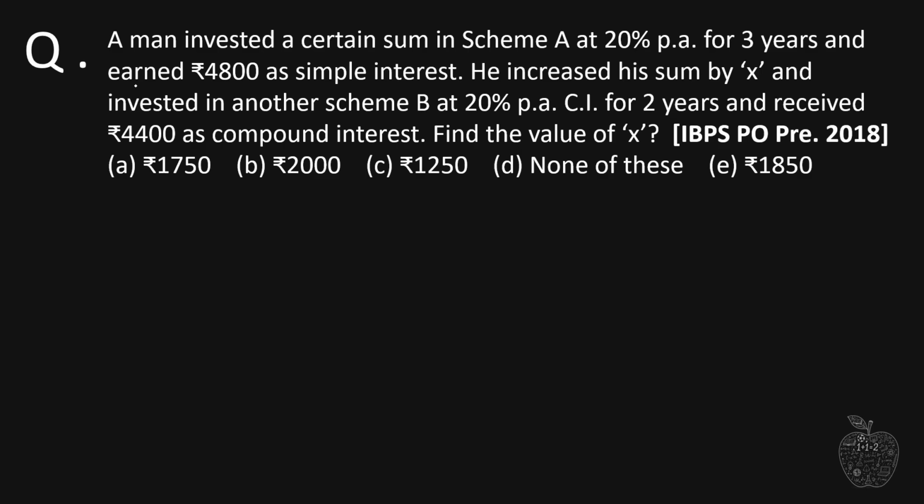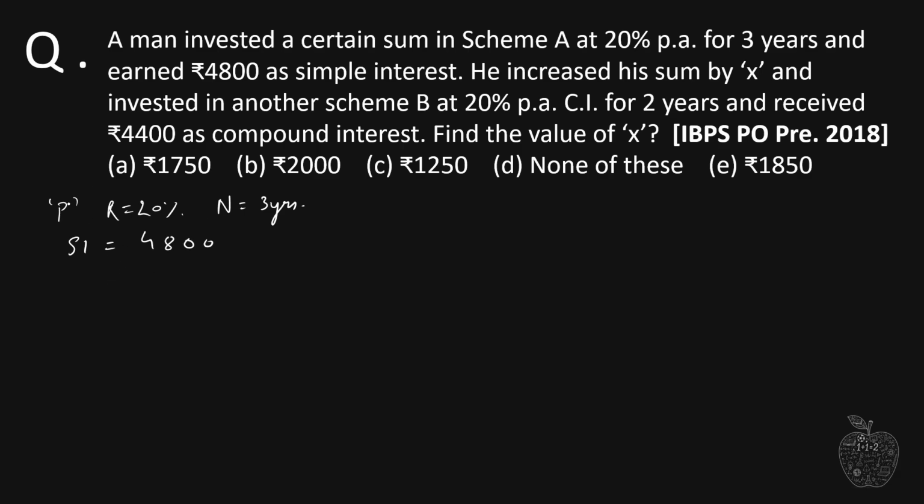Okay, so let's first solve the first part of the question. A man invested a certain sum, let's call that sum P, in scheme A at 20% for 3 years. So the rate of interest is 20% and N is 3 years. He earned 4800 as simple interest. So simple interest here is 4800.